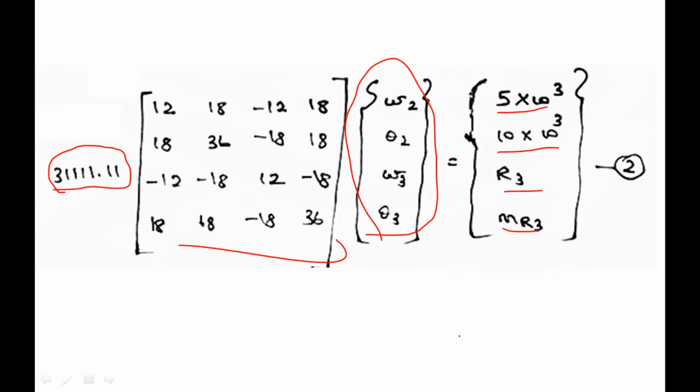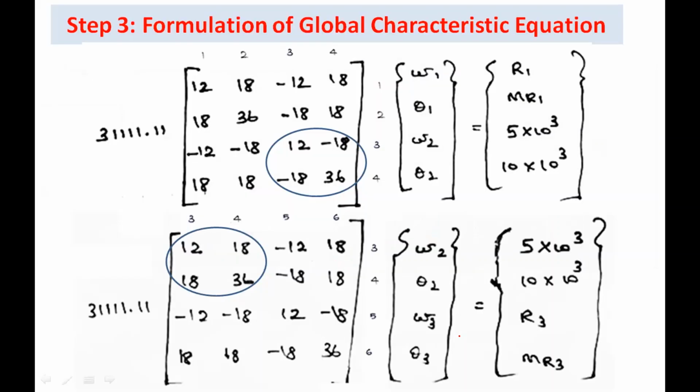So how to form the global characteristic equation? We have discussed this procedure earlier also. Here once again we will see the procedure. When you want to assemble the element characteristic equation, we have to add the common degree of freedom carefully. So in this case, to understand the common degree of freedom, numbers are given for each row and column.